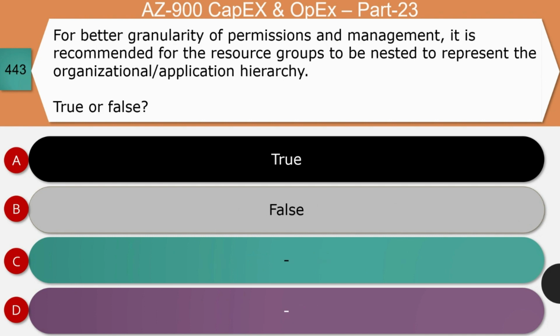Next question: for better granularity of permission and management, it is recommended for the resource group to be nested to represent the organizational or application hierarchy. Is it true or false? You need to take care of the words in the question, that is, nested to represent. Nesting of resource groups is not allowed. And so the right answer for this question is option B.